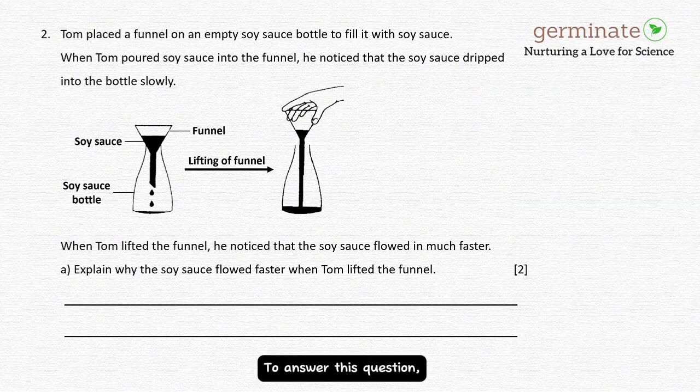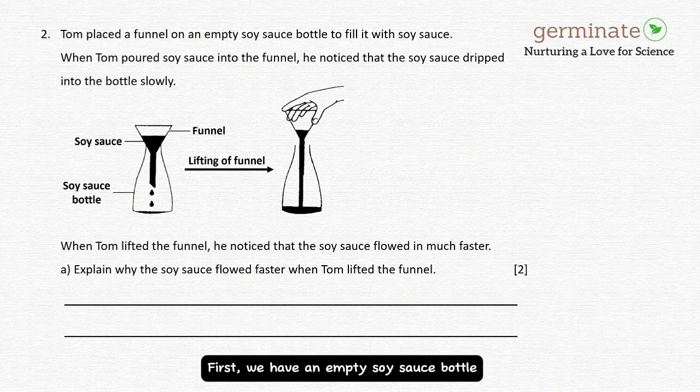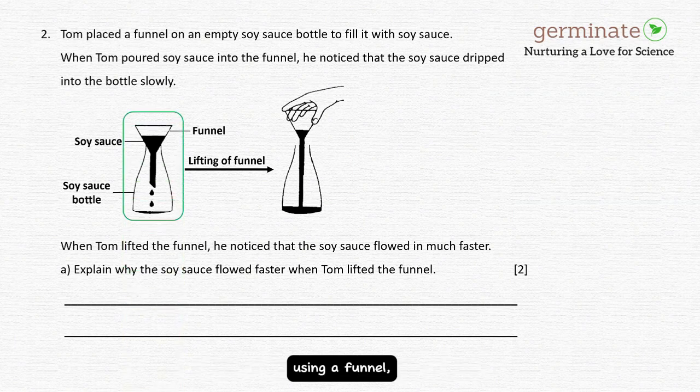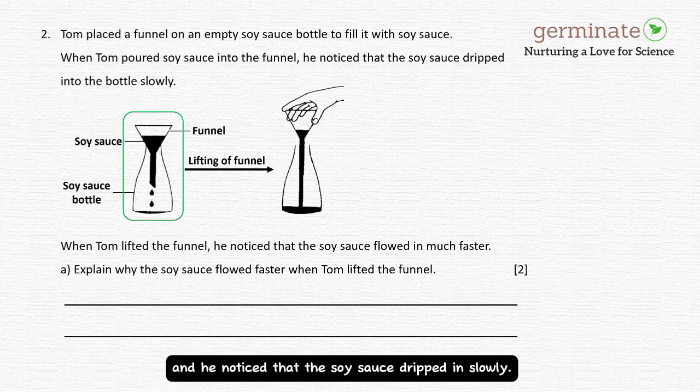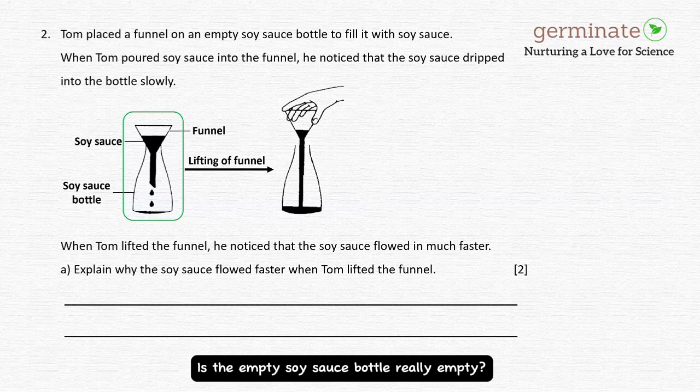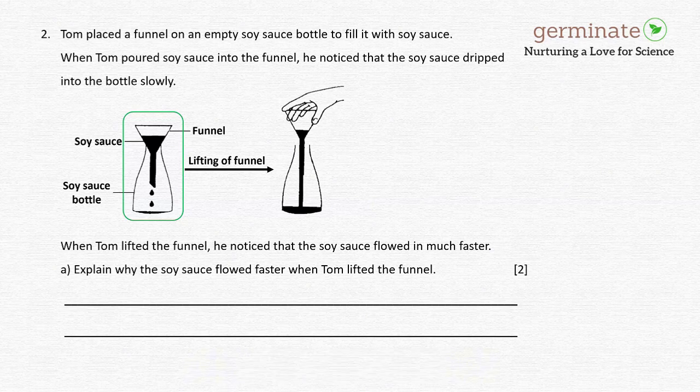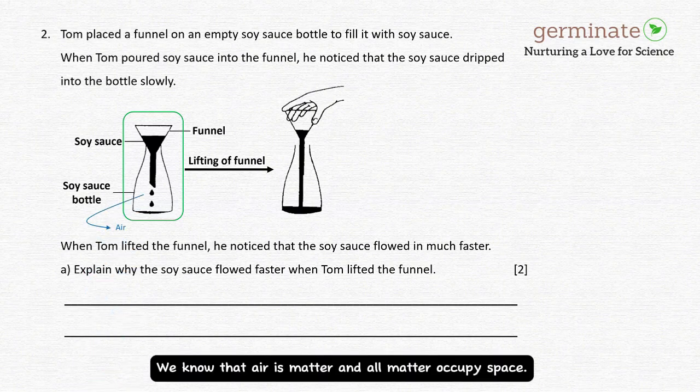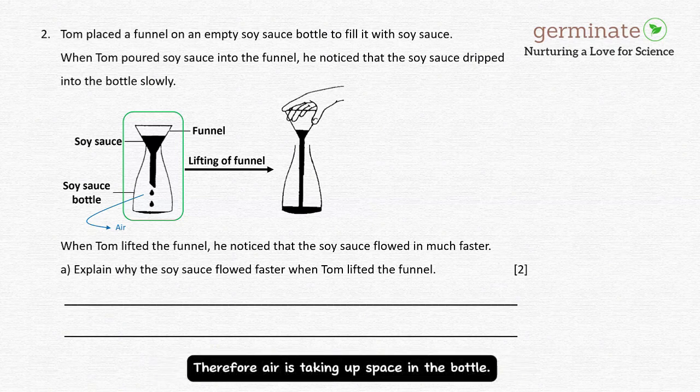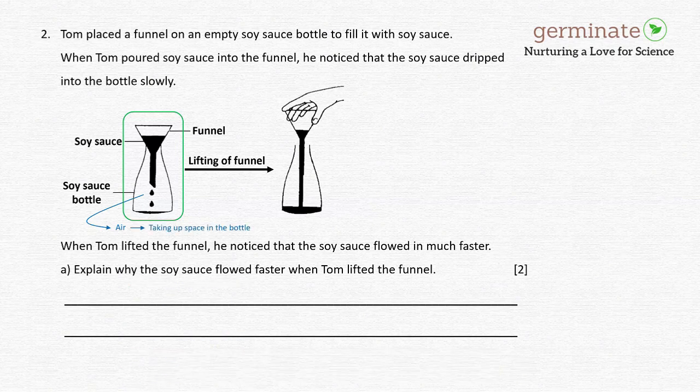To answer this question, let's first examine the diagrams. First, we have an empty soy sauce bottle that Tom is trying to fill with soy sauce using a funnel, and he noticed that the soy sauce dripped in slowly. Is the empty soy sauce bottle really empty? What can you actually find in the bottle that's invisible? Air. We know that air is matter and all matter occupies space. Therefore, air is taking up space in the bottle.